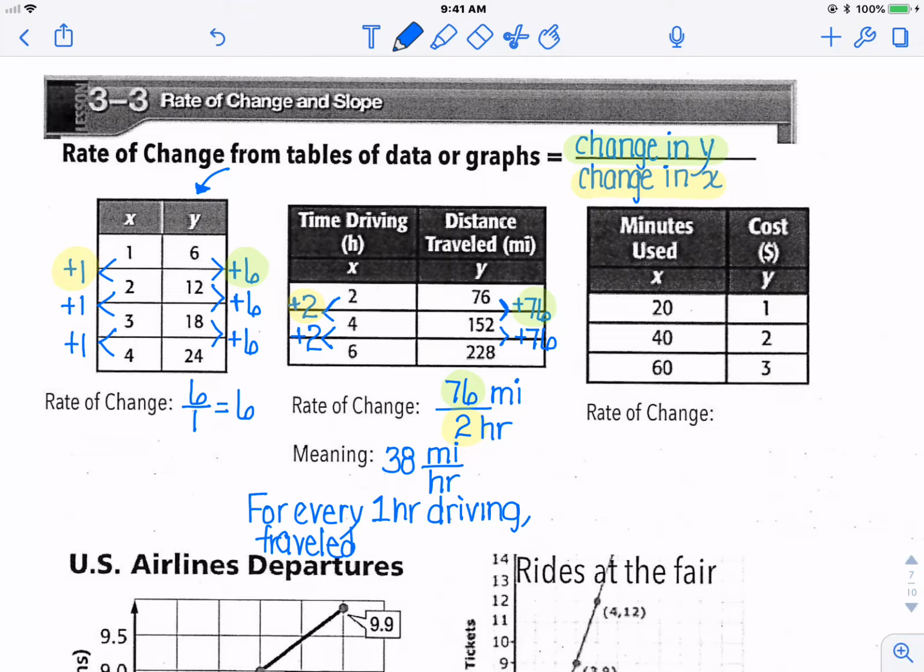38 miles. And that's an average over those 2 hours.